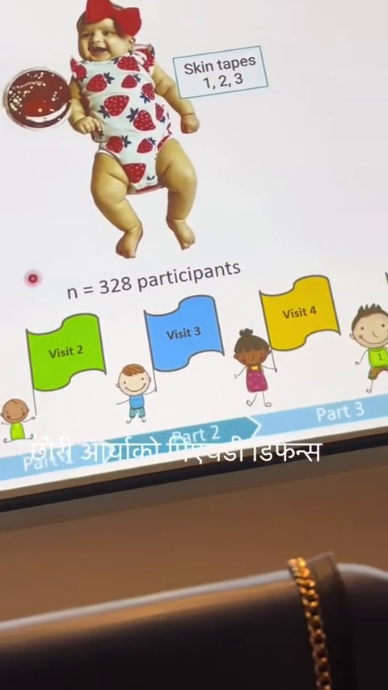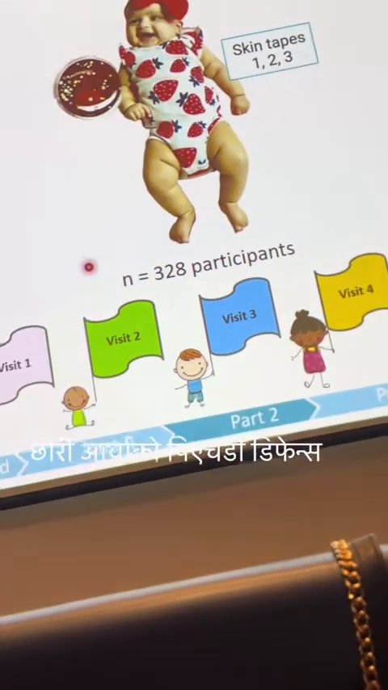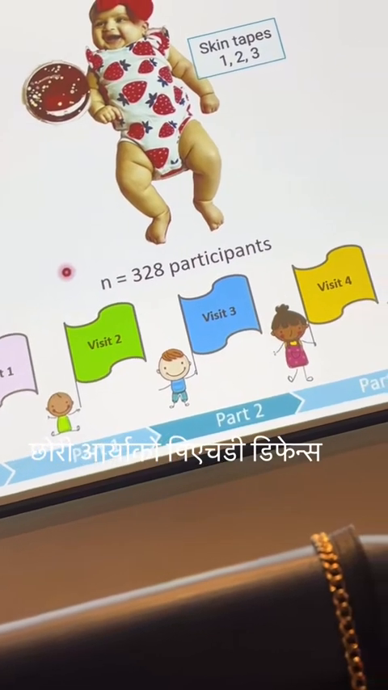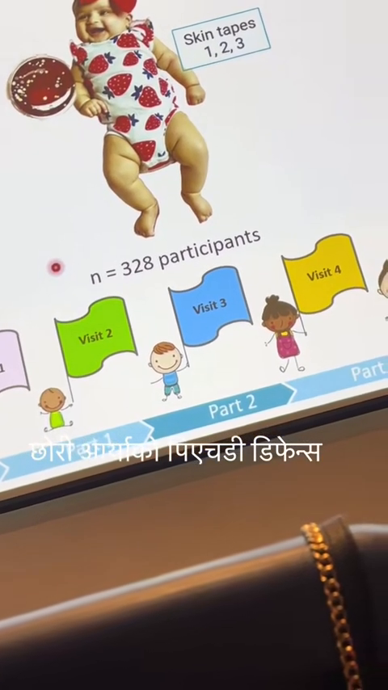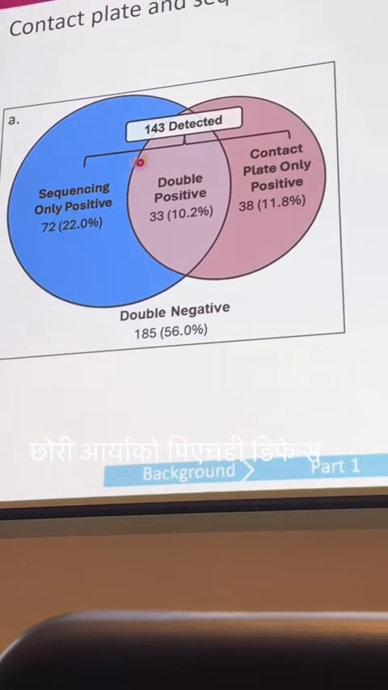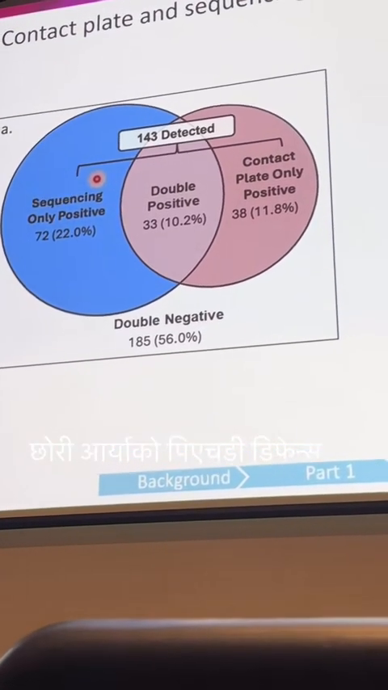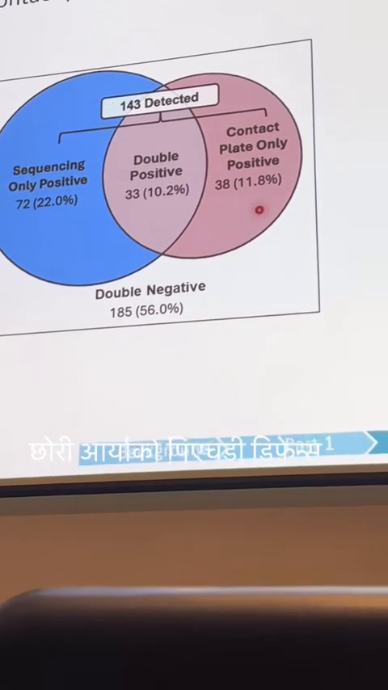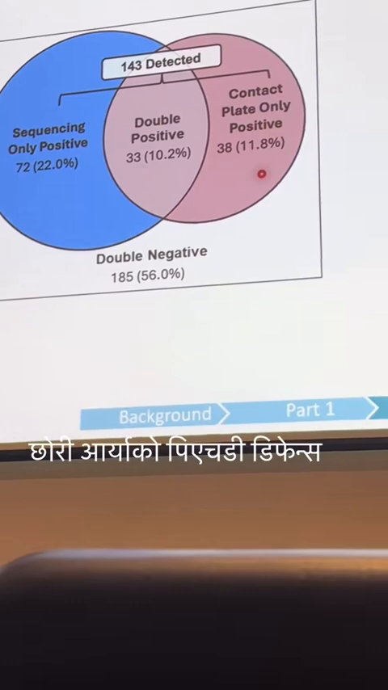Given the nature of a longitudinal and ongoing study like MPAACH, some of these matched samples could be from the same individual at multiple time points. Thus, for the analysis that I'll be sharing today, all the duplicate individuals, 52 individuals with 22% that had it detected by only sequencing, whereas 38 or around 12% had it detected by only contact plates.